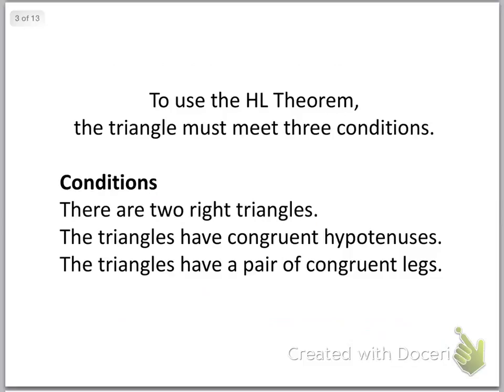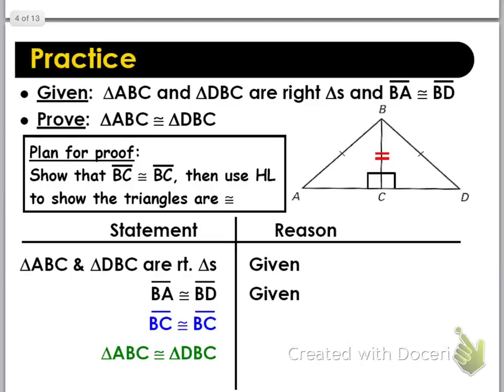Okay, so here's basically the same thing. So you have to have two right angles, you have to have congruent hypotenuses, and then you also have to have a pair of congruent legs. Okay, so given I have this triangle, I have two right angles, they share BC. So BC right here we could say is the reflexive property that they're congruent.